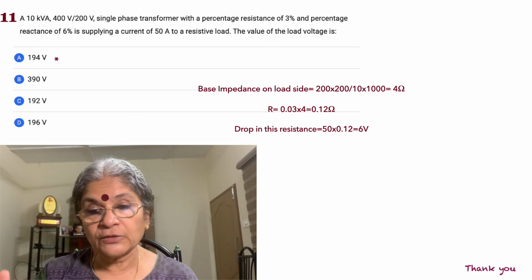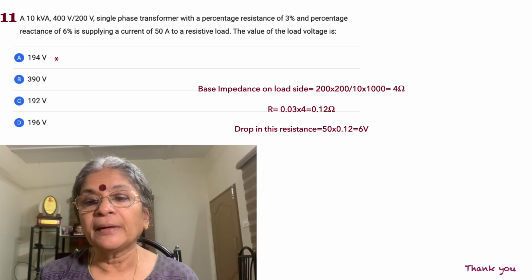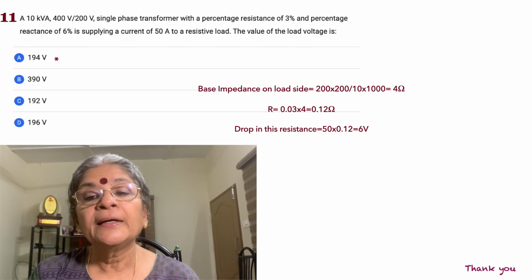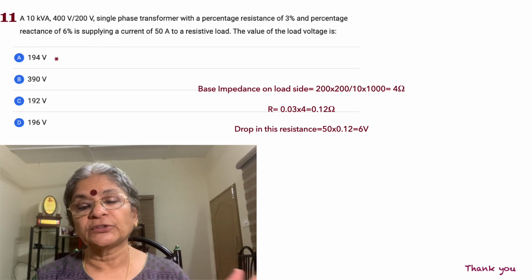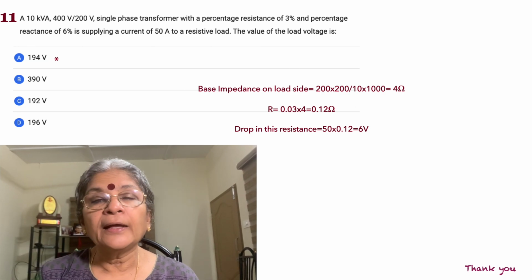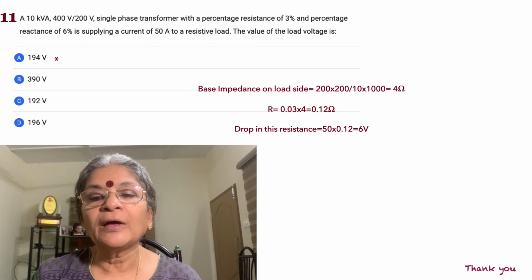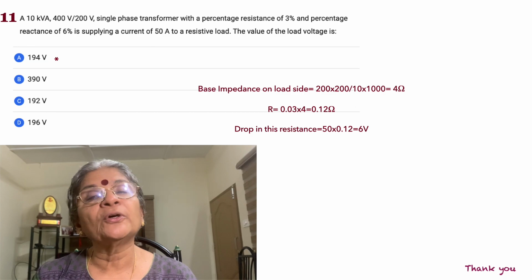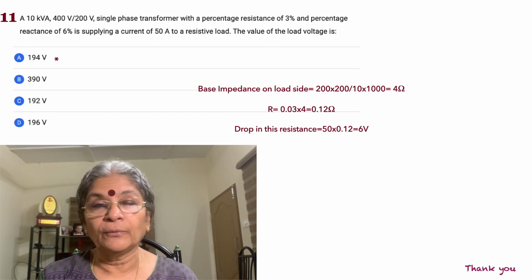So what is it? Voltage square divided by kVA multiplied by 1000. Why? Because you are choosing 200 into 200, which is volts. So 200 into 200 divided by 10 into 1000, because 10 happens to be the kVA. That's equal on both sides, so that's equal to 4 ohms. Now this 4 ohms, when multiplied by the per unit value, given in percentage as 3%, so 0.03 multiplied by 4 gives you 0.12 ohm as the ohmic quantity.